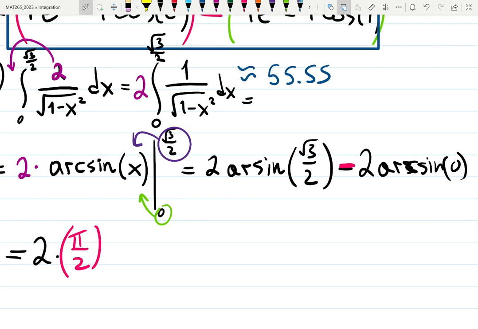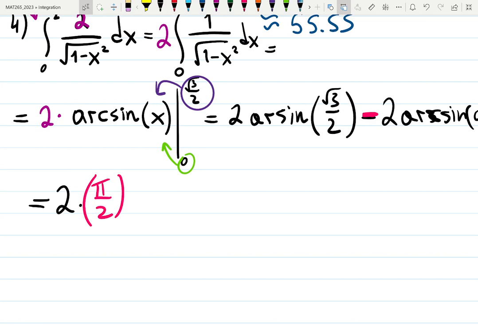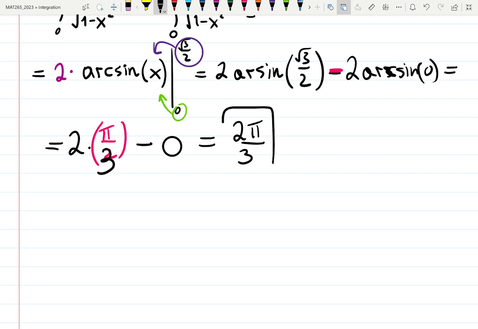And guess what? You also ask the same question. Sine of what angle gave you 0? 0, and then pi, 2 pi, and so on. So I'm going to write down 0. So it becomes, oh, that's pi over 3. Sorry about that. 2 pi over 3 is the answer. Why did we not choose pi or 2 pi and so on? We were learning this when we taught you inverse functions.